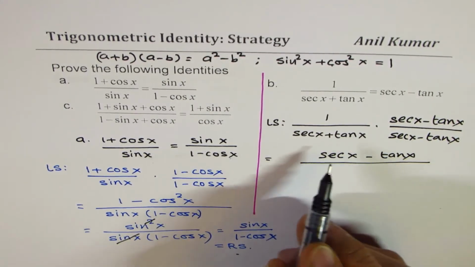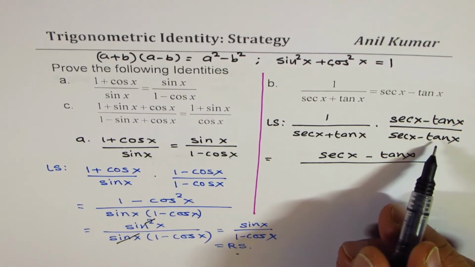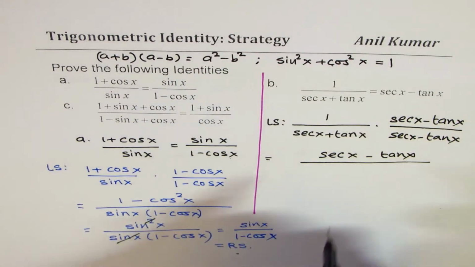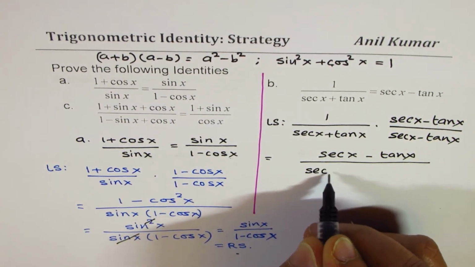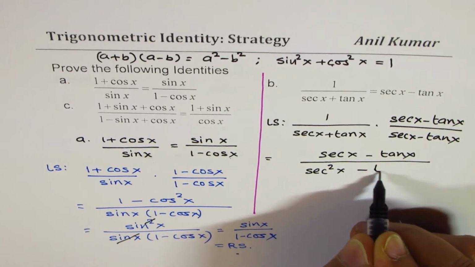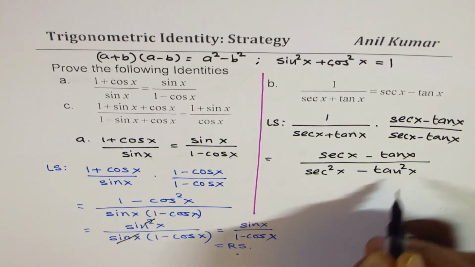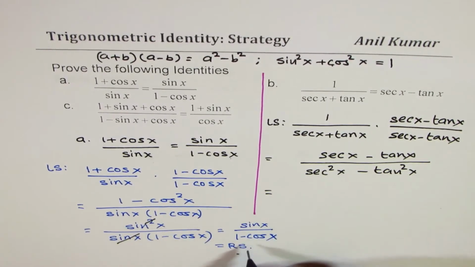And in the denominator, (a + b) times (a - b) is a square minus b squared, which is secant square x - tan square x. Now what is the denominator equal to?